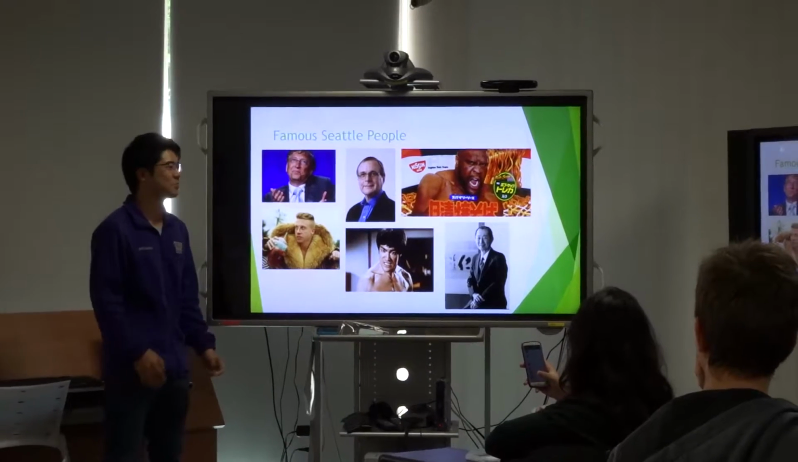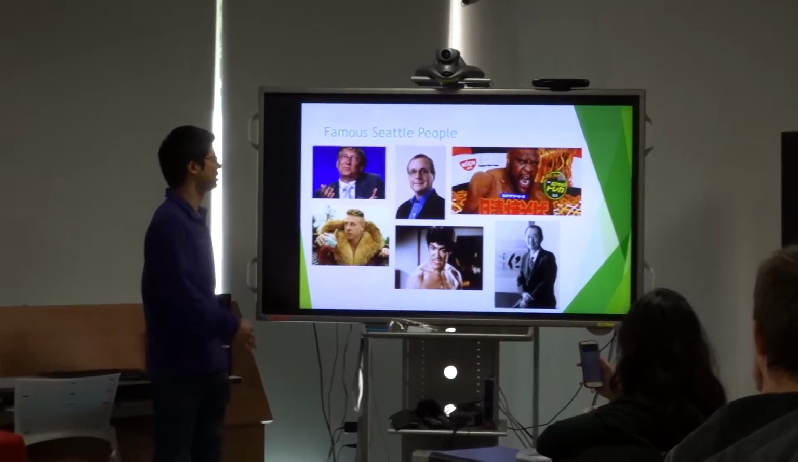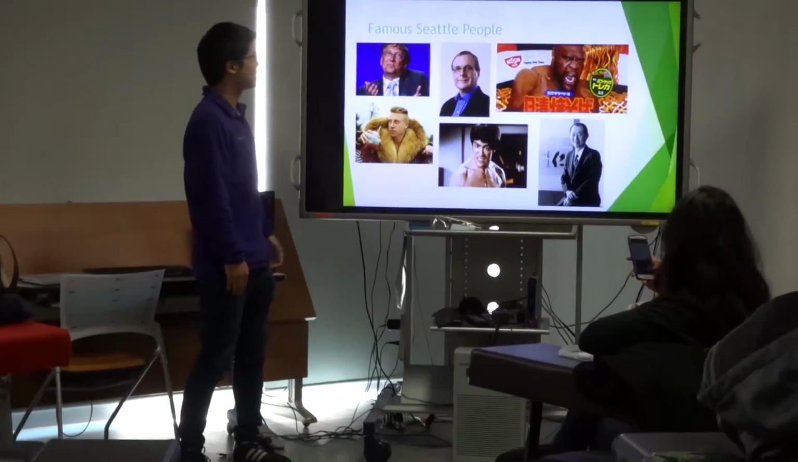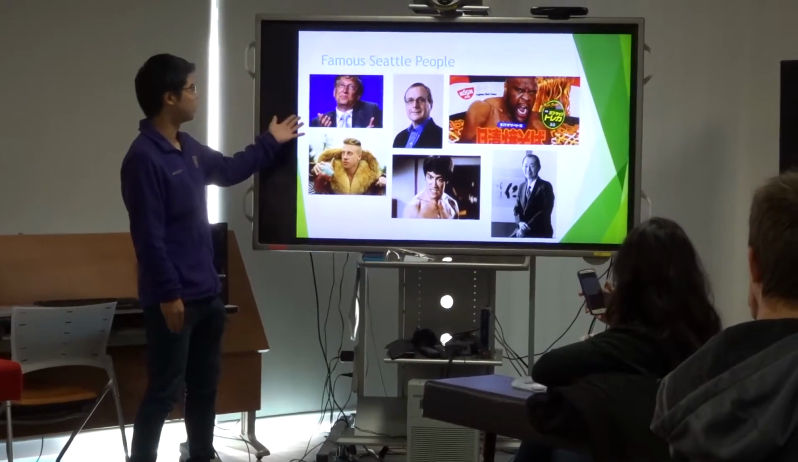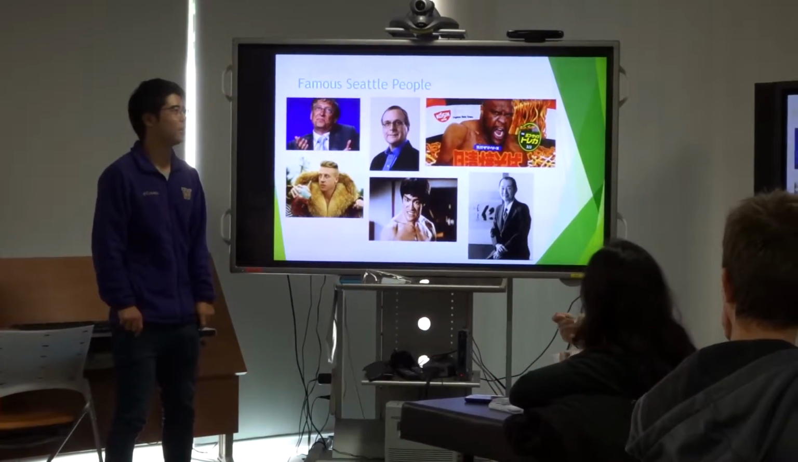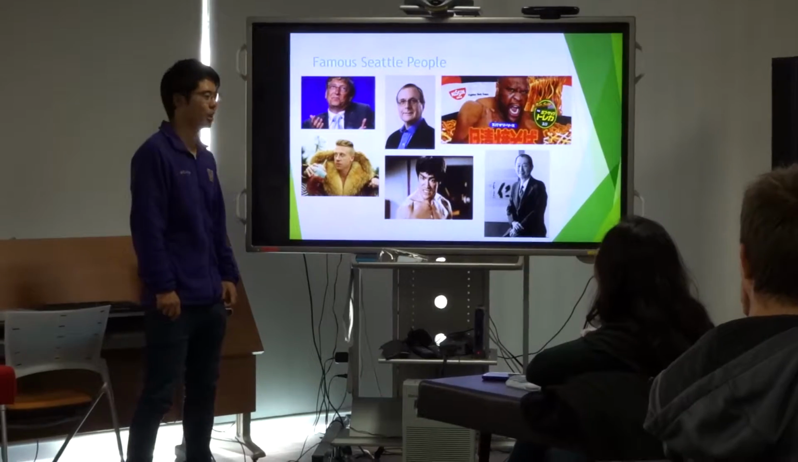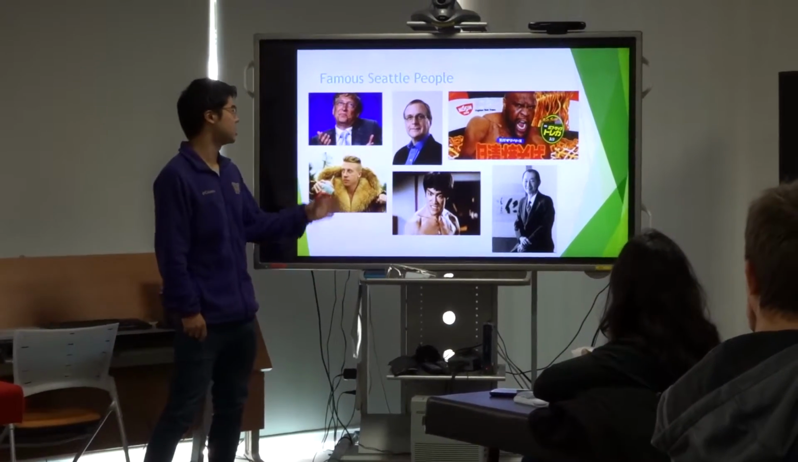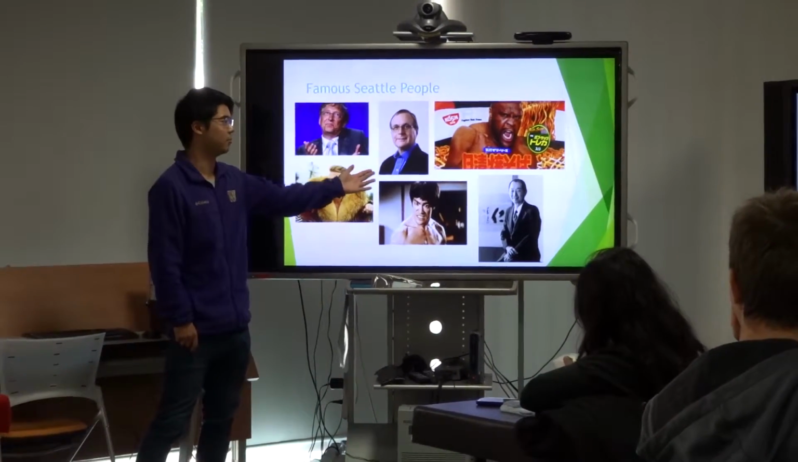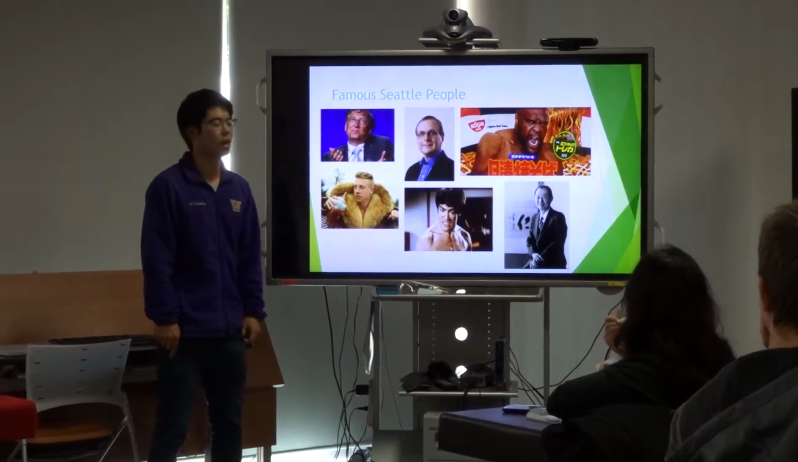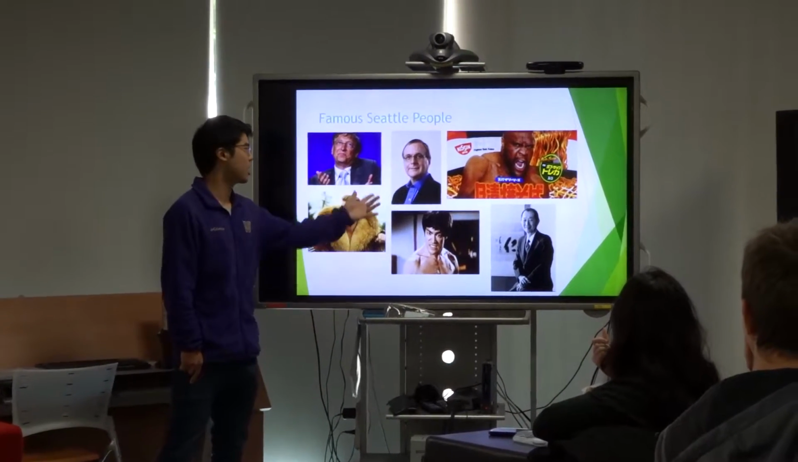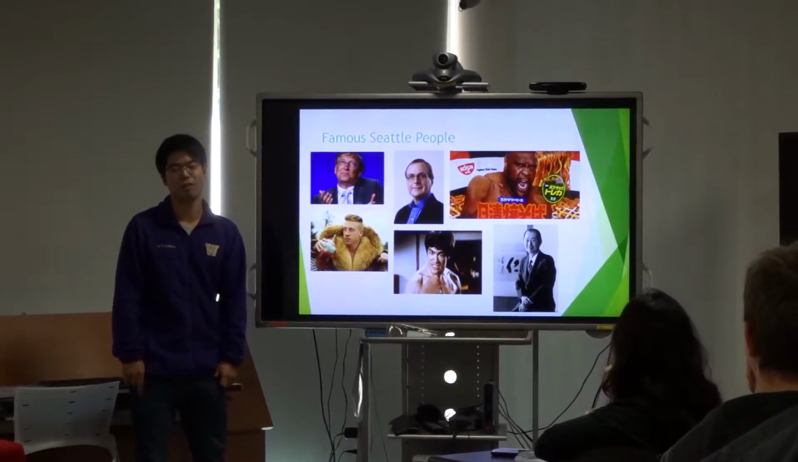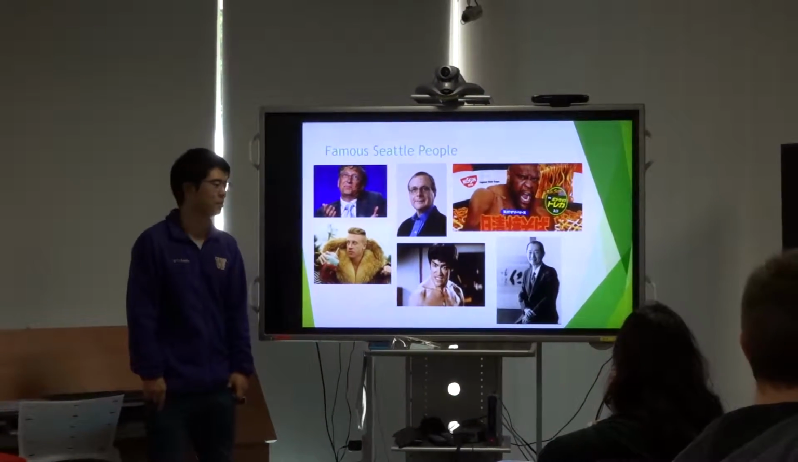Okay, so this brings me to my next topic, which is famous Seattle people. I think you guys might all know this person. He founded Microsoft, and his name is Bill Gates. And this is another person that founded Microsoft with him, and his name is Paul Allen, and they're both really rich guys. This guy owns, I think, a whole football team and a soccer team in Seattle.